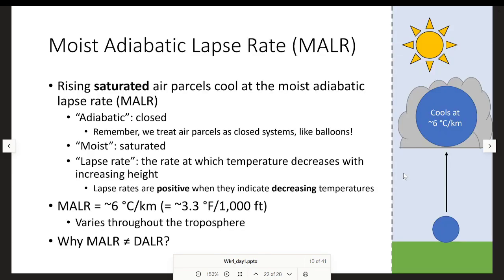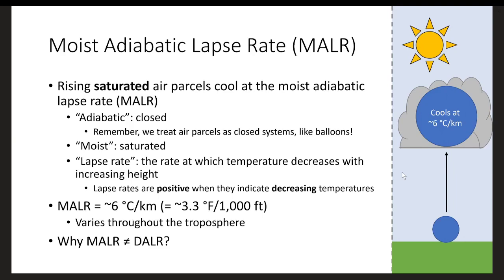So, rising saturated air parcels cool at the moist adiabatic lapse rate, which changes with height. It looks like a curve, but it's around 6 degrees Celsius per kilometer. So, remember, it's adiabatic, so it's a closed system, and it's moist, meaning it is saturated. And the lapse rate is how much the temperature decreases with increasing height, and it's positive when the temperatures are decreasing. So the moist adiabatic lapse rate, like I just said, is around 6 degrees Celsius per kilometer, which is about 3.3 degrees Fahrenheit per 1,000 feet. So it varies throughout the troposphere.